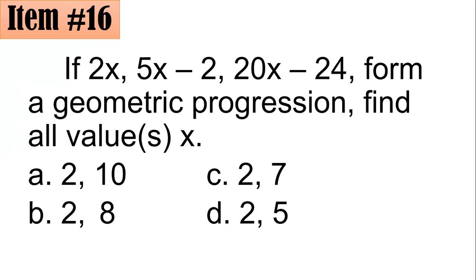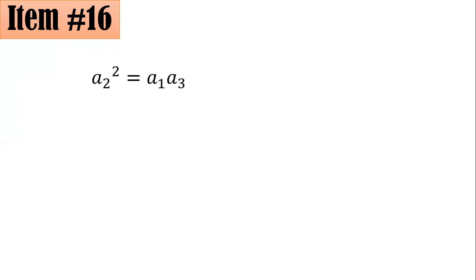If 2x, 5x minus 2, 20x minus 24 form a geometric progression. Progression is, by the way, another term for sequence. Find all value or values of x. Is it 10, 2/8, 2/7, or 2/5? What do you think? From here, remember this. If you are given the first three terms of a geometric series, then remember that the square of the middle term is always equal to the product of the first and the third term.